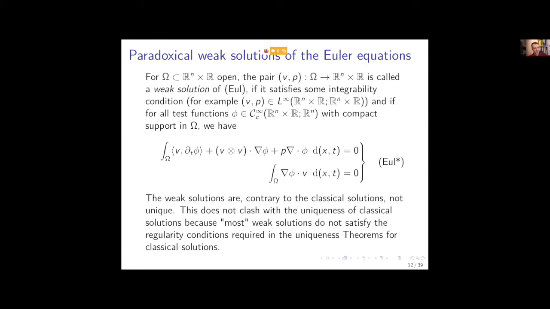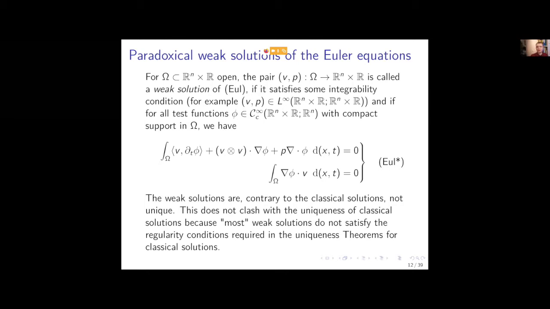We can just plug in a function that is only continuous, not differentiable, for v and p, and we can still check if they satisfy this. So suddenly we have way more weak solutions. And in fact, as we will see, these weak solutions, v and p, are not unique at all. There are many solutions. In fact, there are often infinitely many for a given initial condition, as we will see.